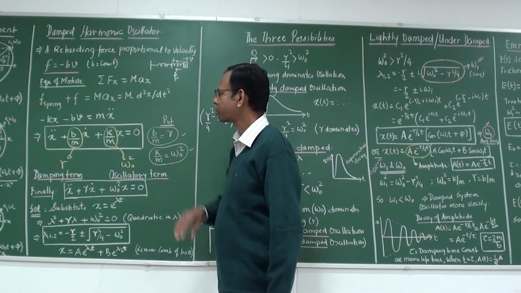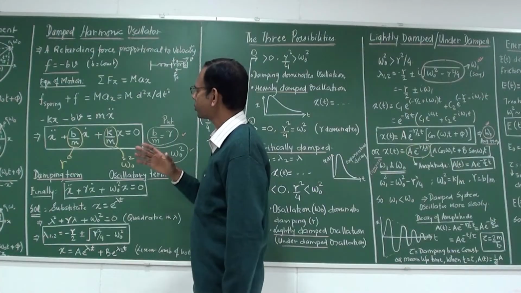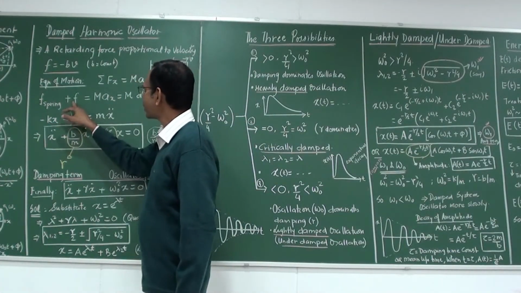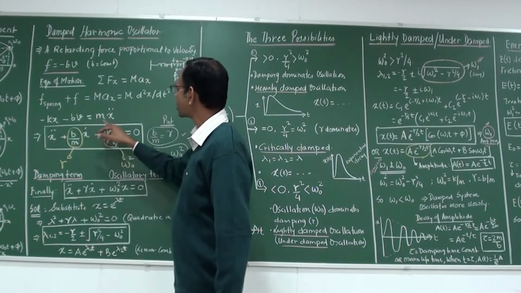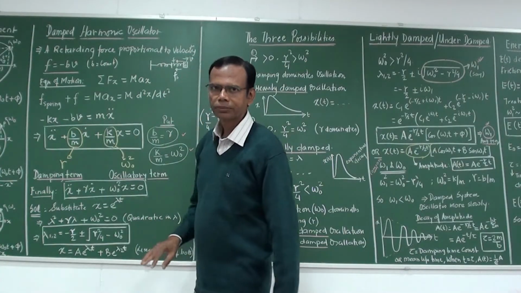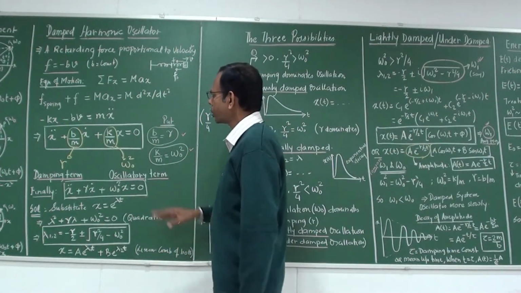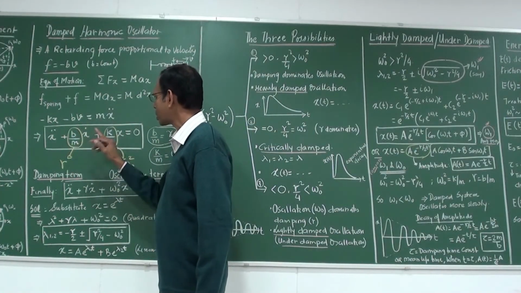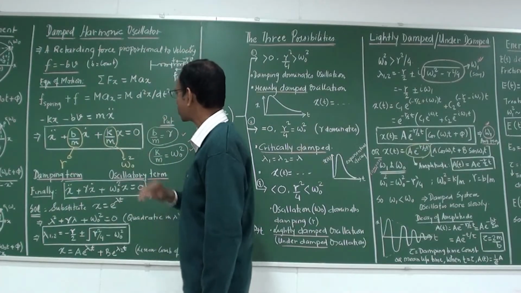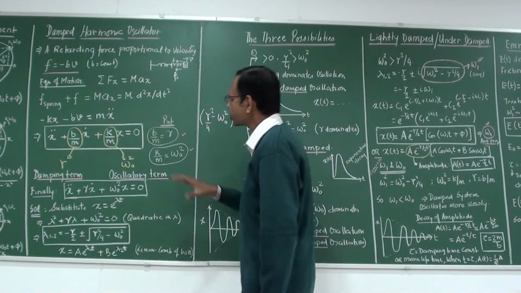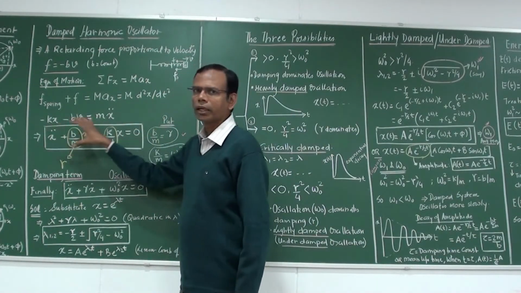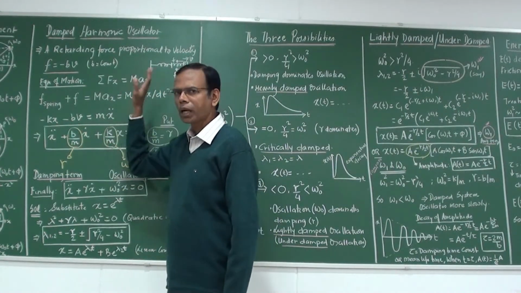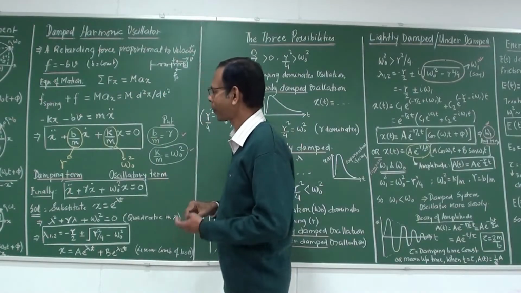From there the differential equation will come. So F of spring is minus kx, F is minus bv, is equal to m x double dot. Rearranging, x double dot plus b by m x dot plus k by m x is equal to 0. So this particular equation is the differential equation for the damped harmonic oscillator.